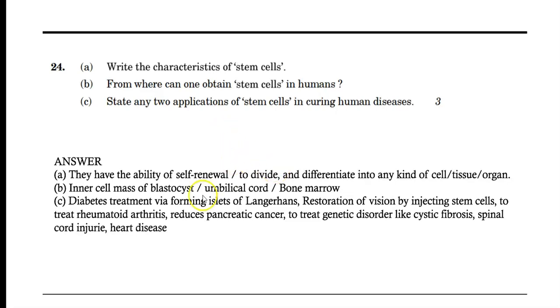And we will get them from the blastocyst. I hope you remember what a blastocyst is. Not from the trophoblast or the outer lining, but from the inner cell mass, or the umbilical cord, or from the bone marrow. Stem cells exist in these three places, and we can collect them from there.